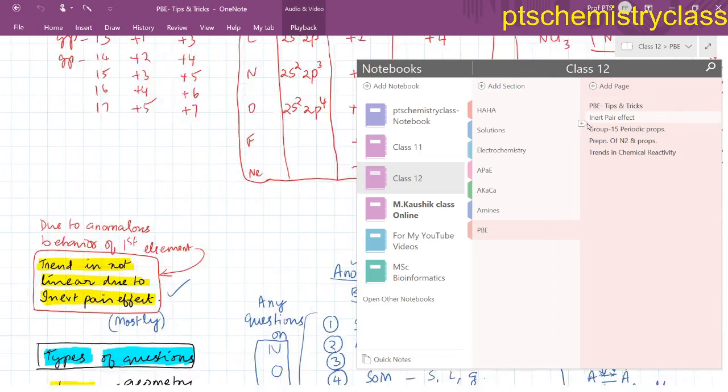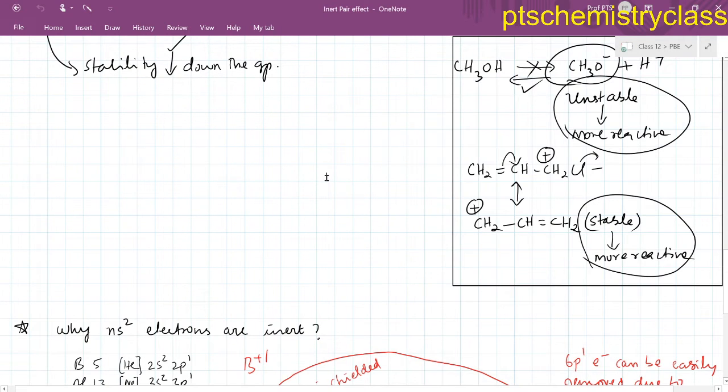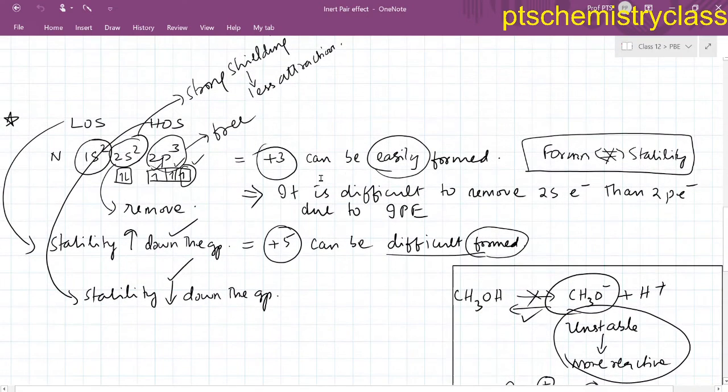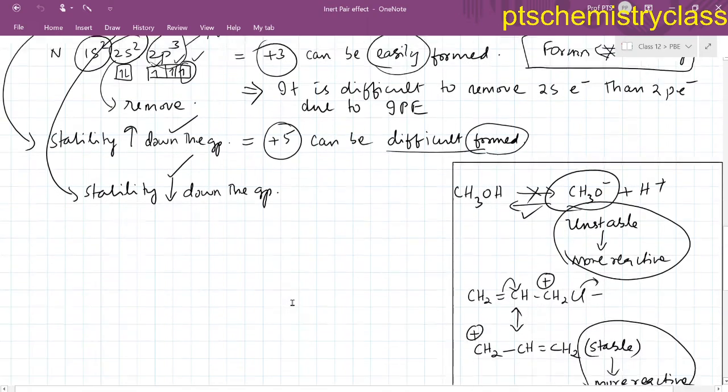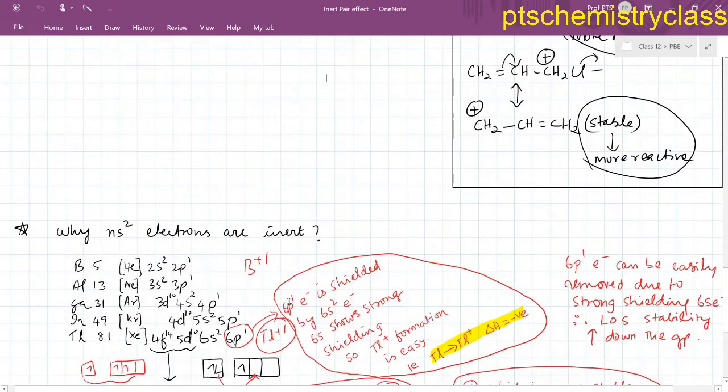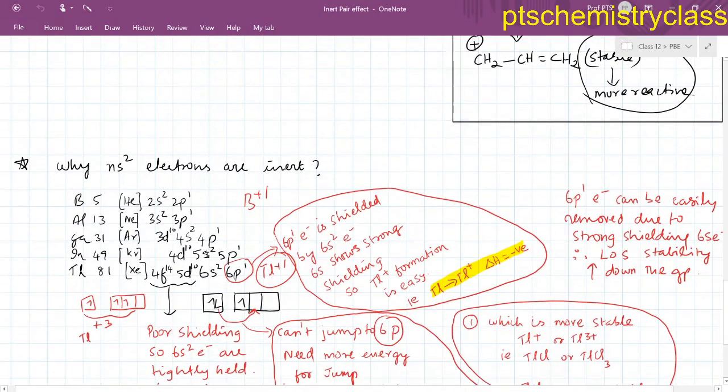So once you know the lower oxidation state and higher oxidation state of each element, then I told you this is the trick. What is the trick? Lower oxidation state stability increases down the group, higher oxidation state stability decreases down the group. So how does this take place? We will take an example and explain. You can get a concept question like this in any of your class tests, or even in your board exam.